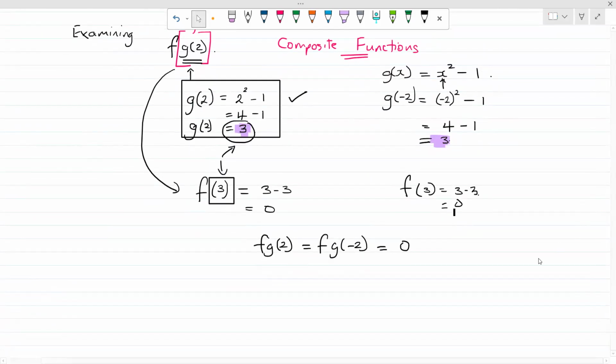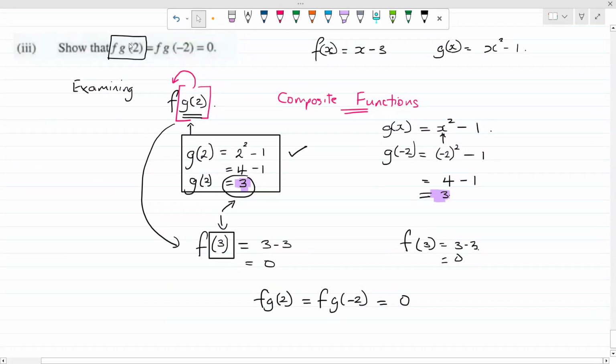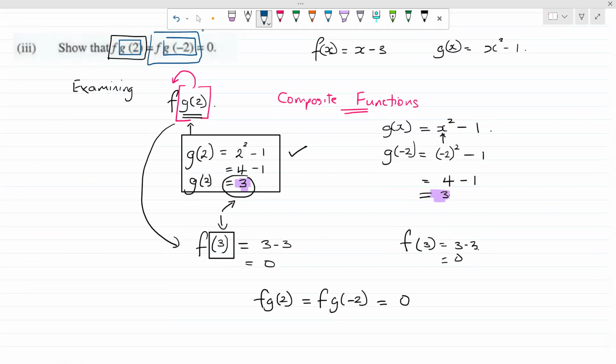Everybody okay with this? So we broke it up into parts. We found f of g of 2, and we even subdivided that further by working out what g of 2 was. And then we did g of negative 2, and then we worked out what f of g of 2 was. And they're all equal to 0. Everybody understand that? Yeah? Okay. Lovely.